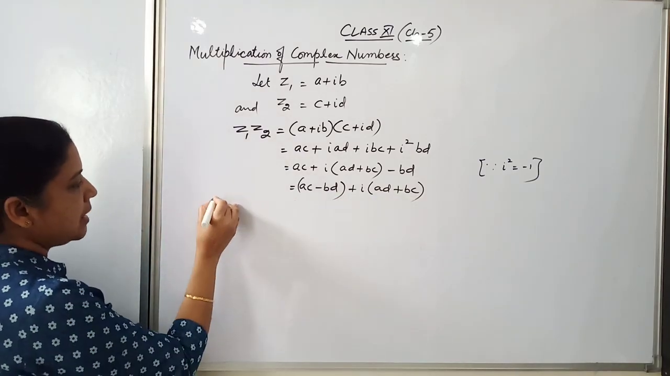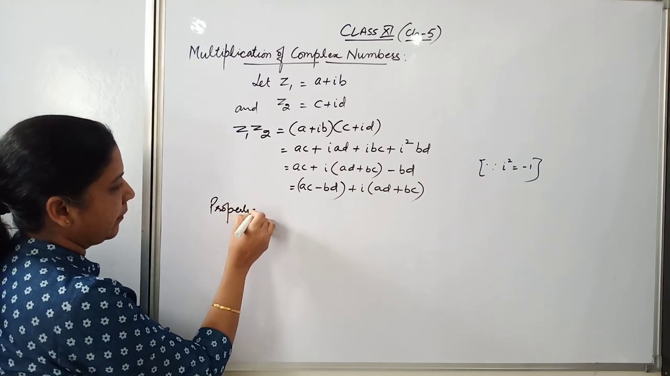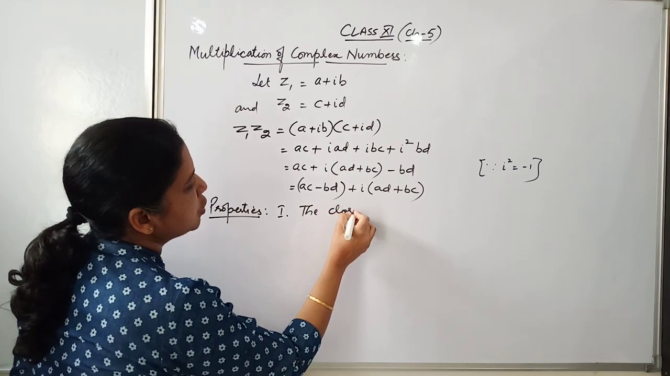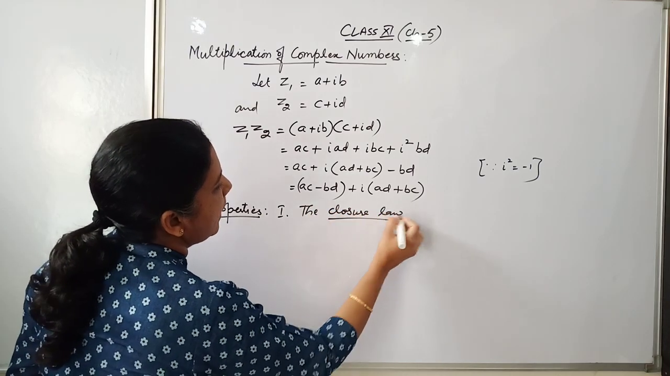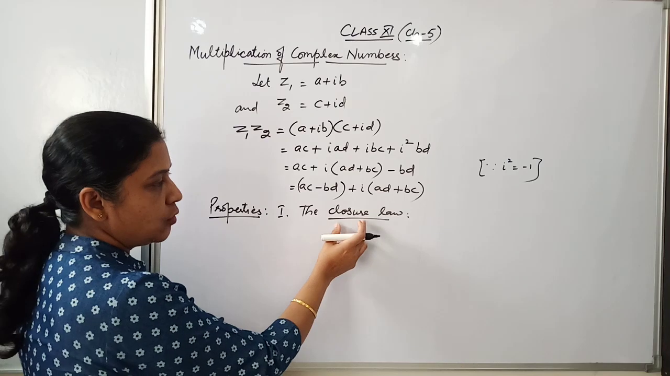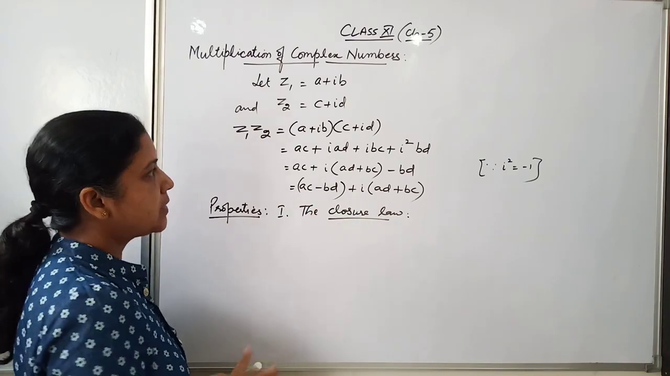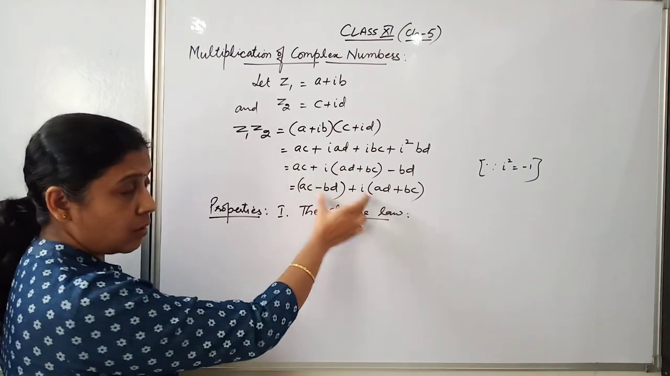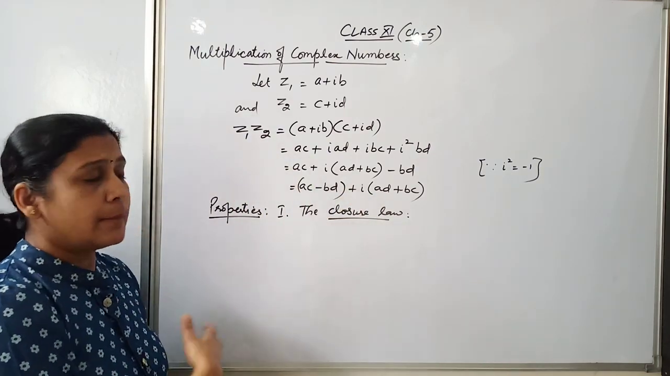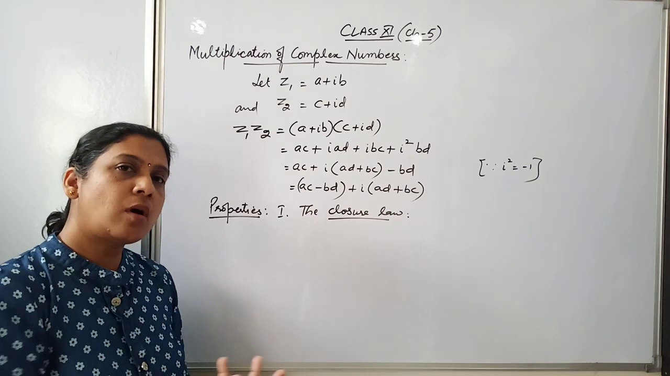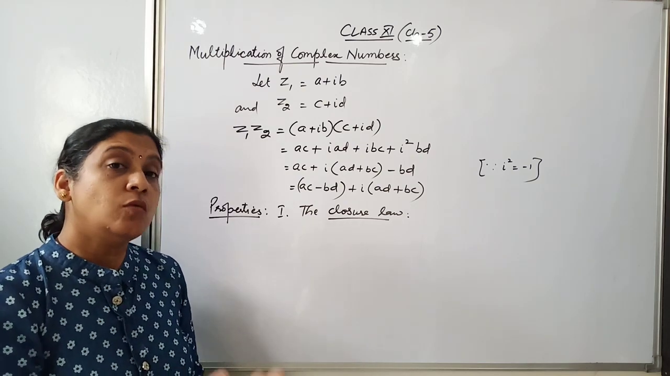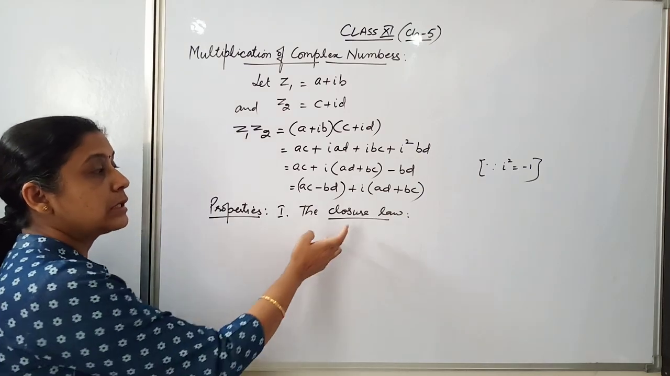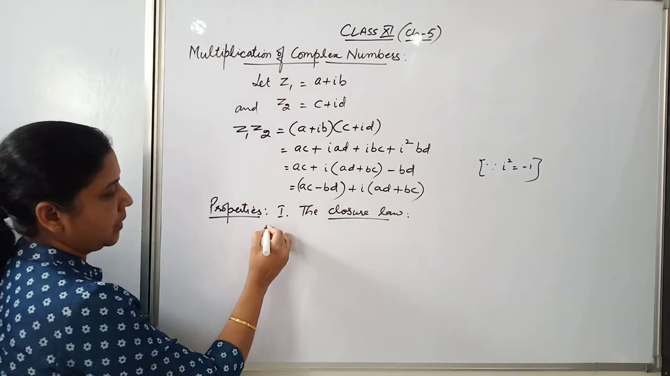Now let's come to their properties. The first property is the closure law. As the name suggests, I'll focus on this word closure. You have seen I had just multiplied two complex numbers and the result is again a complex number. Means we have a set of complex numbers, we took two complex numbers from it, multiplied them, and the result came from the same set. So we can say the set of complex numbers is closed under multiplication.